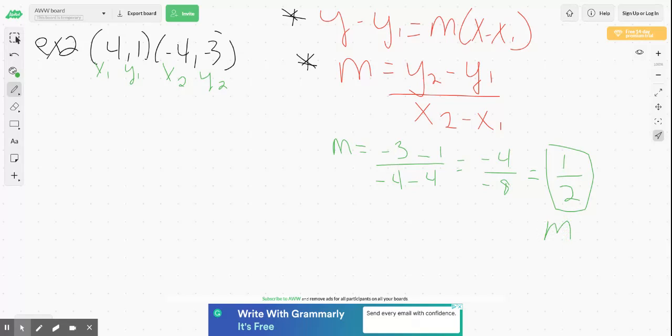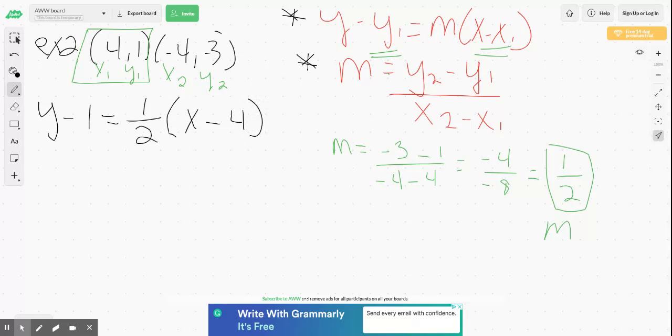Now I need to identify my y1 and my x1. Well, I did that here. So now we're going to sub it into point slope form. So remember that first y stays. So y minus the value of y1, which is 1, equals m, which is a half. That's what we got for our slope. Times x minus x1, which is 4. Okay, so if it asks for point slope form, we can stop there.